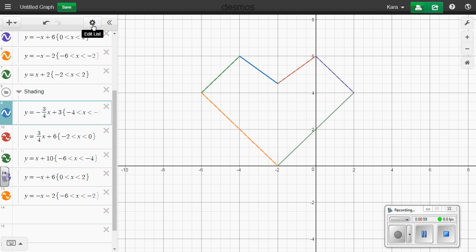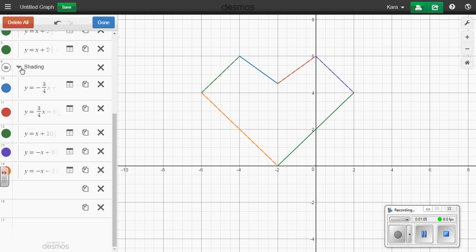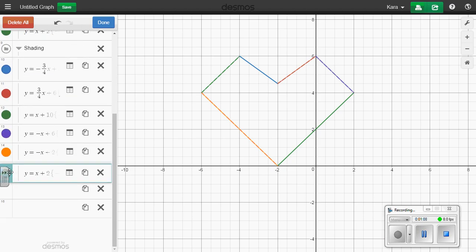So the way you do that is you hit this little edit button, and then you just pick the line you want to clone. So I want to clone this green one. I'm going to click duplicate. It's going to pop up right underneath it. So I'm going to then move it down into this other folder underneath the rest of them.